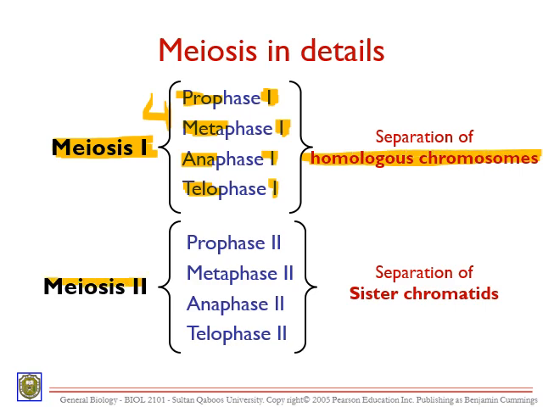Then in meiosis 2, we're going to have prophase 2, metaphase 2, anaphase 2, and telophase 2. And in this second meiotic division, we are basically separating the sister chromatids.